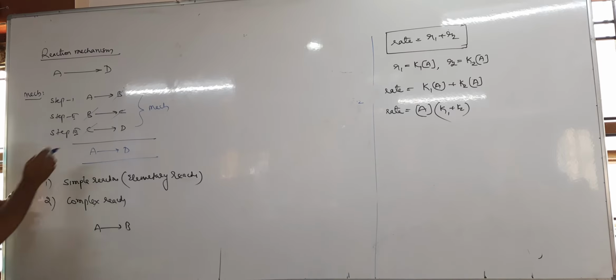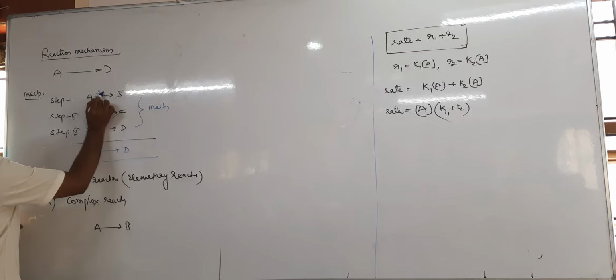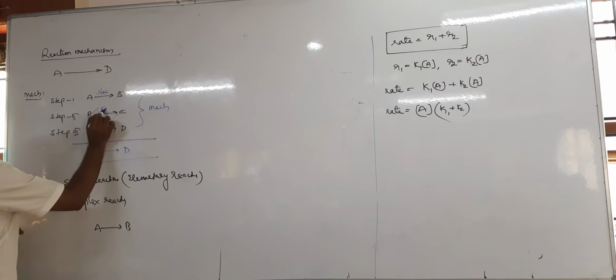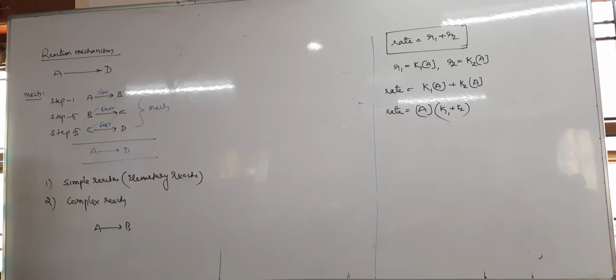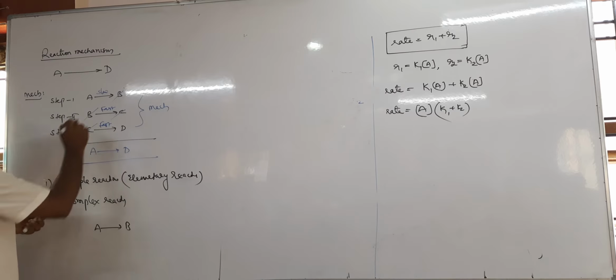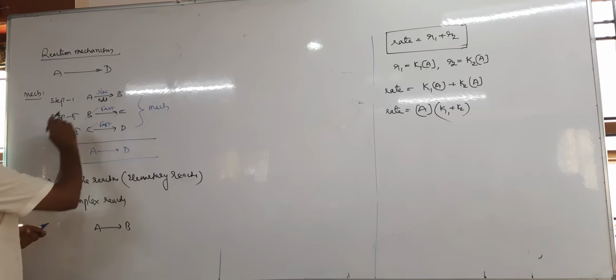Now let me take, this is a slow step, okay, and this is a fast step, this is a fast step comparatively. There is no other measurement. Comparatively, of these, this is a slow step. Therefore, if the reaction A converts into B is a slow step, which is called what? Rate determining step. Therefore, in this reaction, this is the RDS, rate determining step.